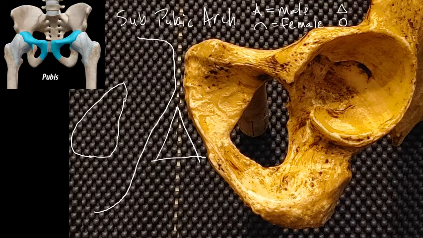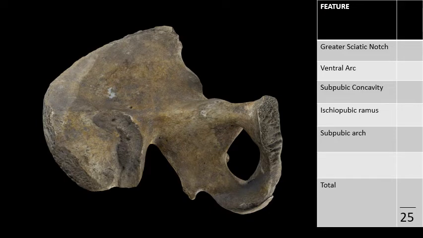Now we can go on and apply what we know to estimate sex from the innominate bones. Ancestry, not ancestry, I apologize, estimate sex. All right, let's go ahead and rate this innominate bone. Let's start off with the greater sciatic notch. As pointed out, we're in this area of the ilium, and that's a well-defined notch. I'm going to rate that as a 5.